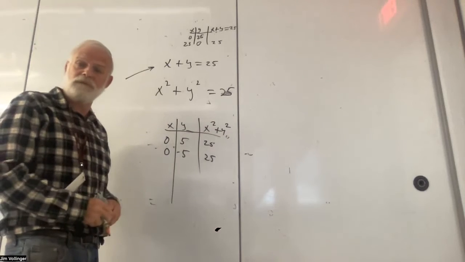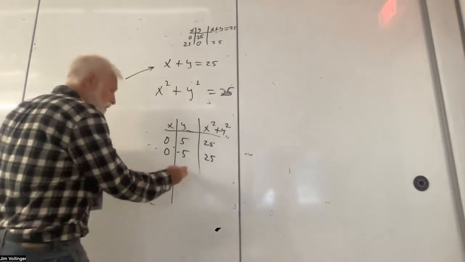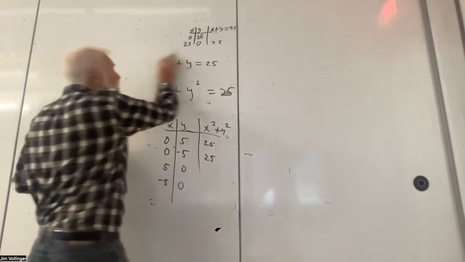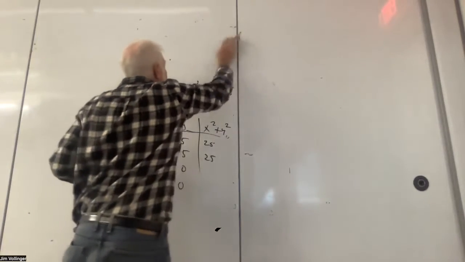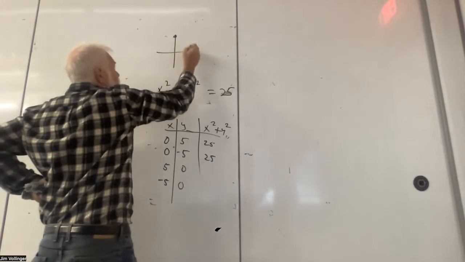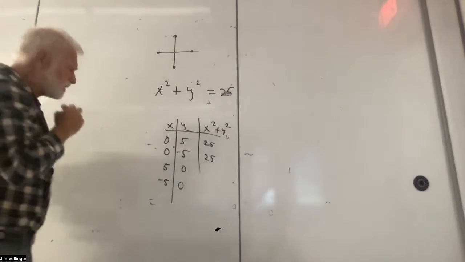So, where do we go from there? Yeah, let Y equal 0. And you get 5 and you get -5. And you start to plot those. All the 5s, right? All the 5s. And what else?